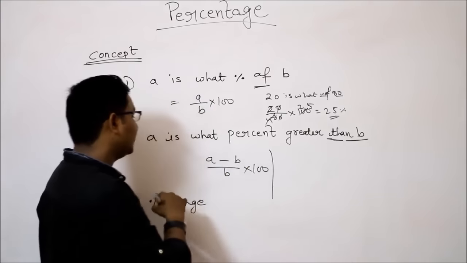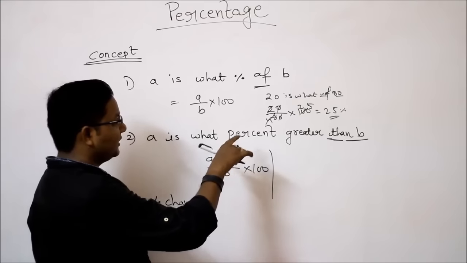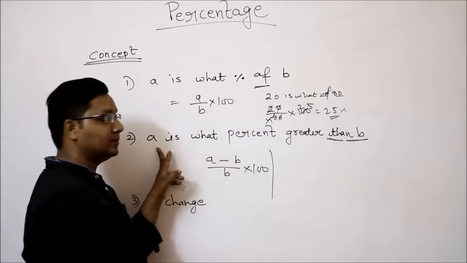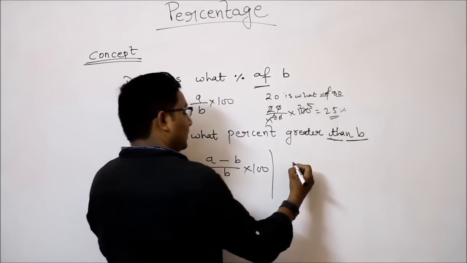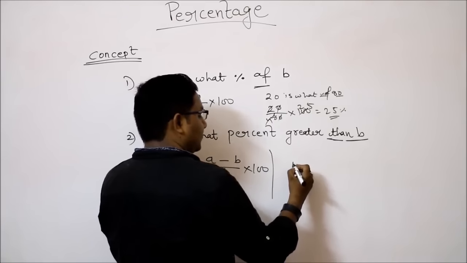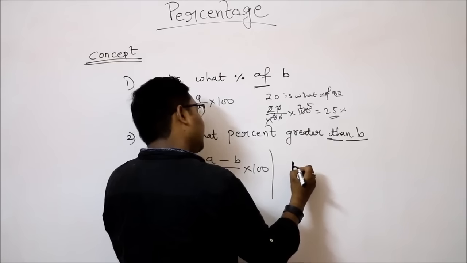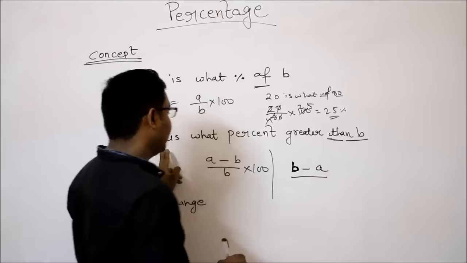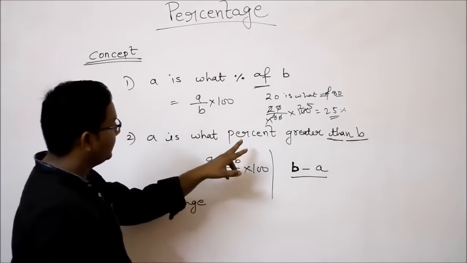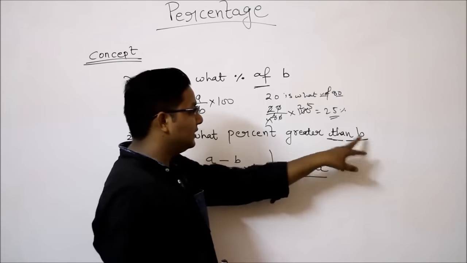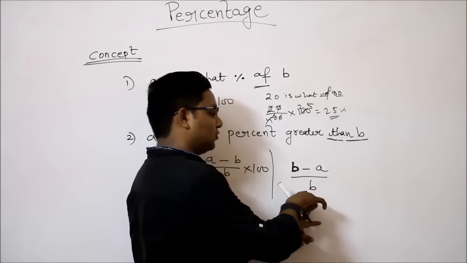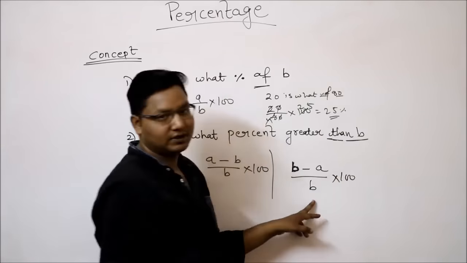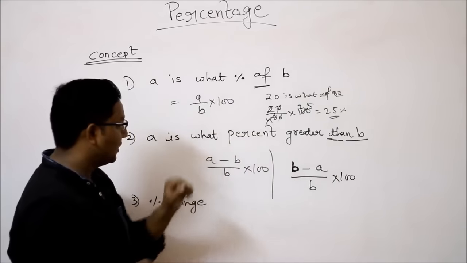Or suppose it is asked A is what percentage smaller than B. Smaller, so A is smaller. The term which is greater will be B and the term which is smaller is A. So A is what percentage smaller than B. Then B only will come in denominator. So the term after "than" will come in denominator into 100. So this is also a very simple concept. So this you have to remember.